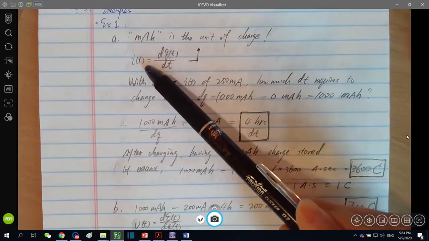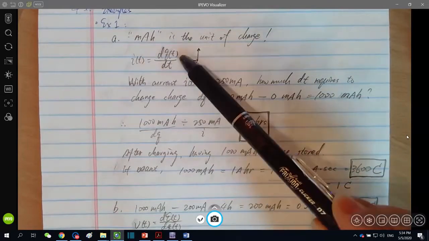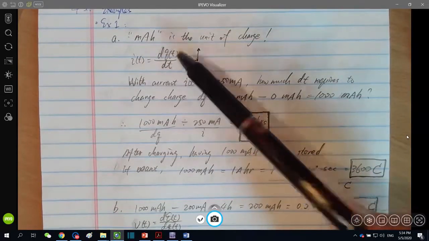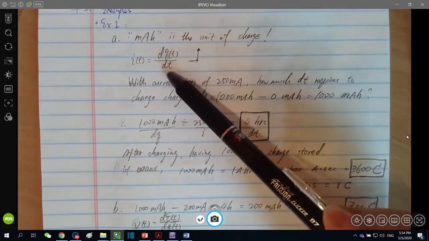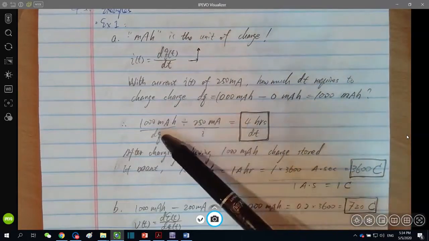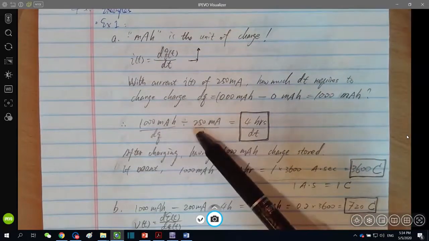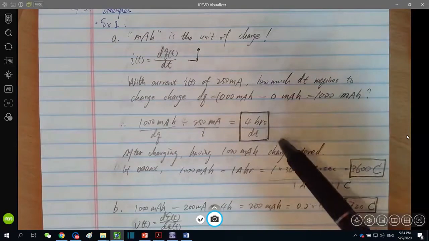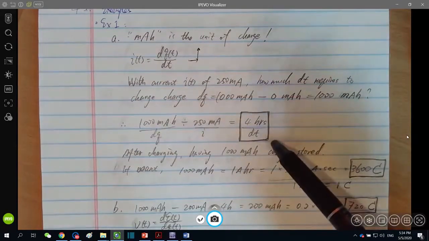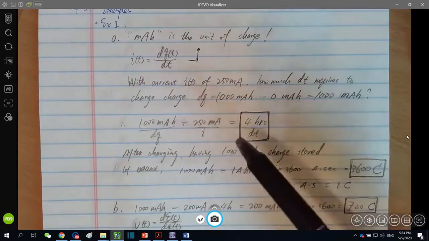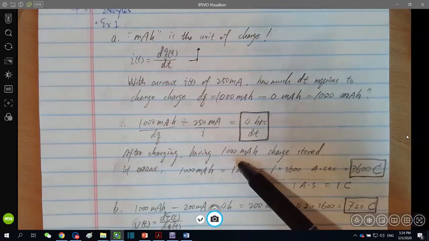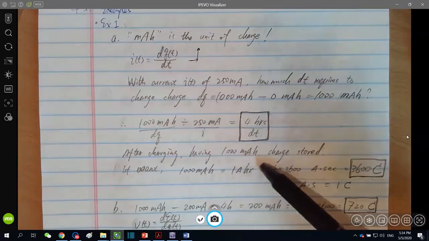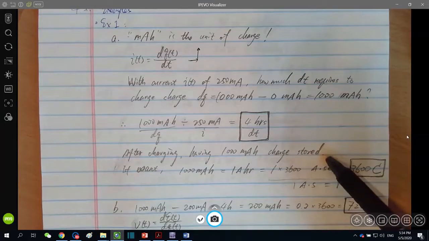And now the current is given as 250 milliampere. The total amount of charge you need to charge is 1000. So the denominator dt, the time spent, equals the ratio between dq and I. It turned out to be 4 hours. That is the time you have to use to charge fully. After fully charged, of course, immediately the battery has 1000 milliampere hour charge stored. No problem for that.